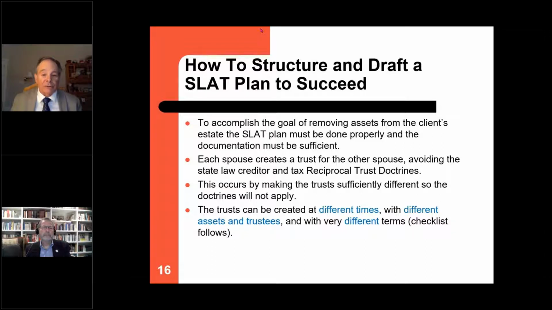feel pretty confident that the reciprocal trust doctrine just could not apply. Again, we used different trustees, we used different standards, we gave the wife much more power than the husband got. In fact, again, for the first 5 years, I wasn't even eligible to receive a distribution, and we used different assets. As much as you can, make them different.